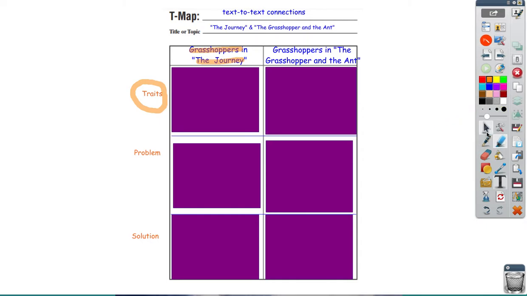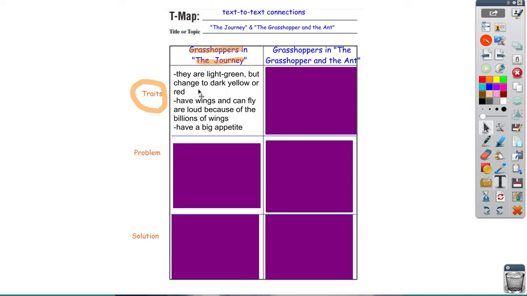All right, welcome back. So let's take a look at what you wrote. You should have something along the lines of describing their physical traits. That the grasshoppers are light green, but they can change to dark yellow or red. They have wings and can fly, and they're loud because of the billions of wings. And that they have a big appetite.